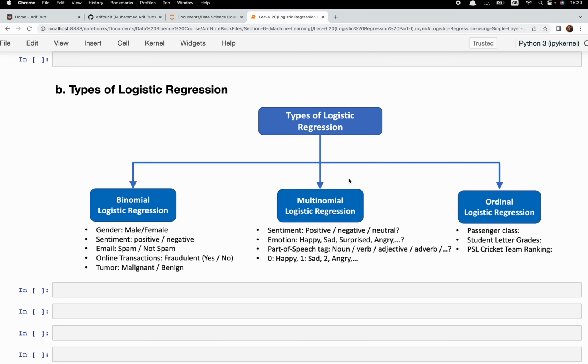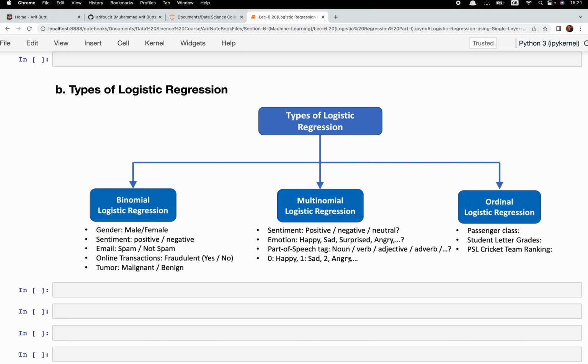My dear students, when the output label has three or more categories without ordering, we use multinomial logistic regression. For example, classifying sentiments, emotions, and parts of speech. Multinomial logistic regression works by mapping outcome values to a range of values between 0 and 1.